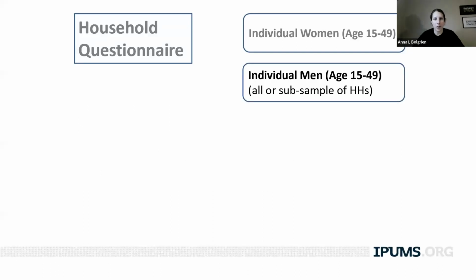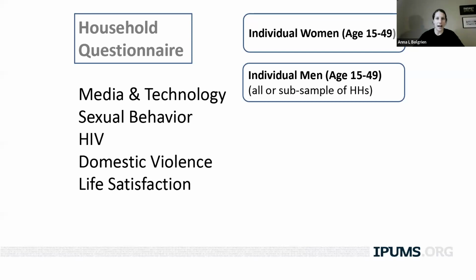In most, though not all of the samples, adult men in the household are also interviewed. Some of the topics that are asked of men are also shared with women, so all adults in the household. Some of these topics include access to media and technology use, sexual behavior and condom use, HIV and AIDS, domestic violence, and life satisfaction. This is just a representation of what most, though not all, UNICEF MICS samples ask of adults in the household.